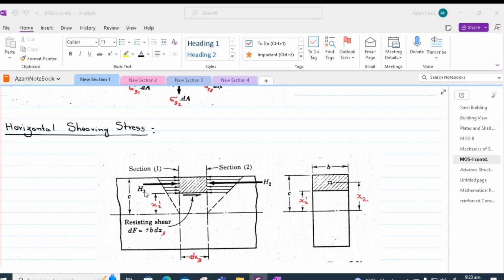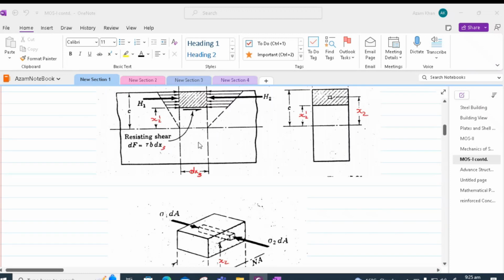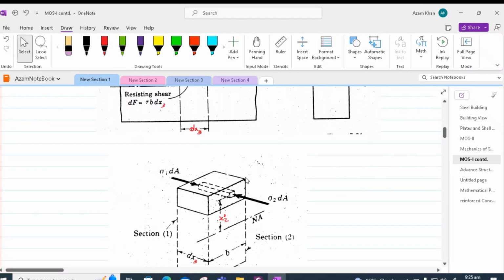And H1 is actually the resultant of all the varying forces on the depth c minus x21. In other words, H1 and H2 are the resultant of these forces which appear in the form of trapezoid. This region of interest can also be shown in isometric view. So we have this whole region, this whole block as our region of interest.